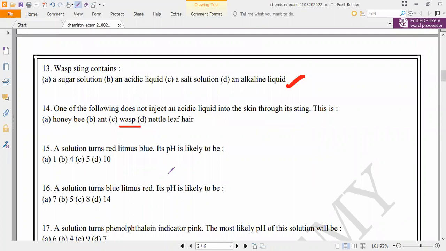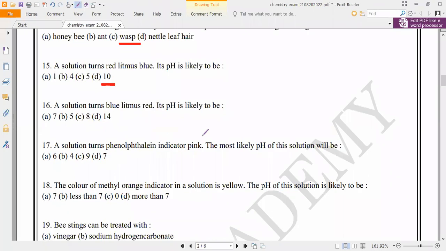Next. A solution turns red litmus to blue. The pH is 10. Next, a solution turns blue litmus to red. The pH is 5.